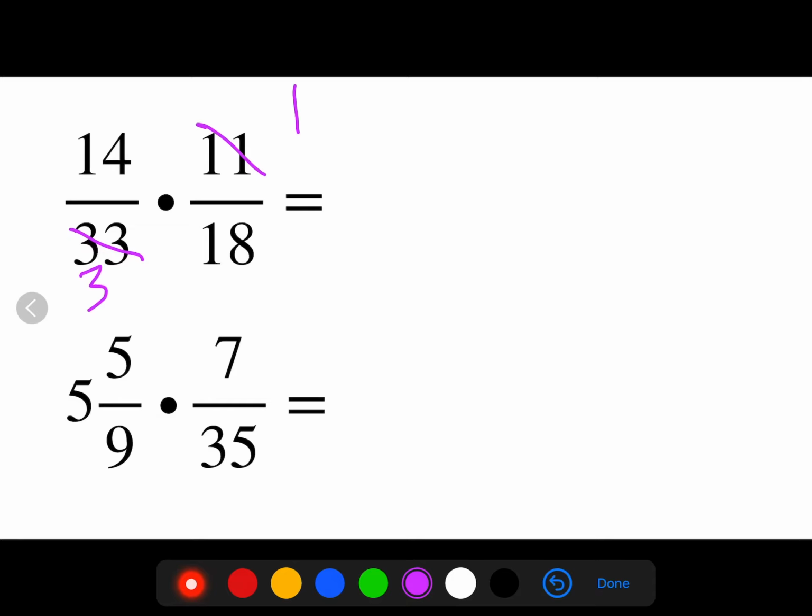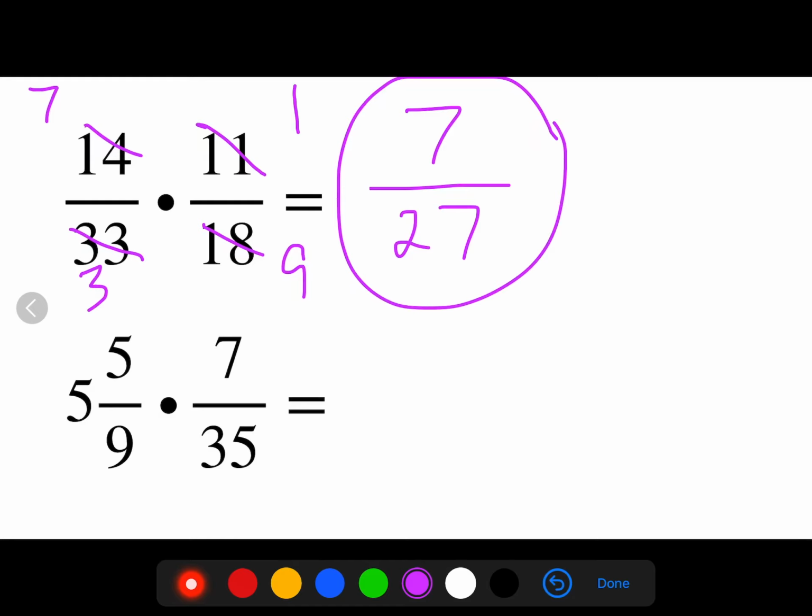What divides into 14 that also divides into 18? Well, 14 is 2 times 7. Does 7 go into 18? No. Does 2 go into 18? Yes. So we'll divide them both by 2. 14 divided by 2 is 7. 18 divided by 2 is 9. 7 times 1 is 7. 3 times 9 is 27. And that's finished, and we know that it cannot be simplified. That is the value. Hey, look, it's a mixed number.